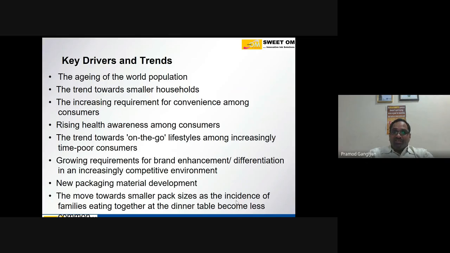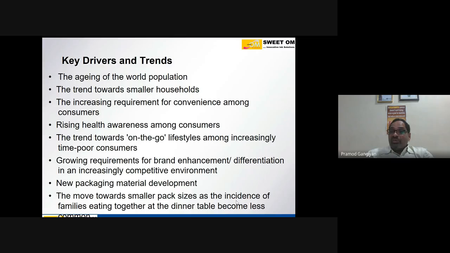Now, the key drivers and trends coming up in the growth pattern: the aging of the world population, and the trend towards smaller houses, because smaller houses means small needs, small needs means small packages, and small packages means everything should be packed, and then consumption of packaging material will be high. There is also the increasing requirement of convenience among consumers, because every day people are getting more and more information, so their requirements are increasing.